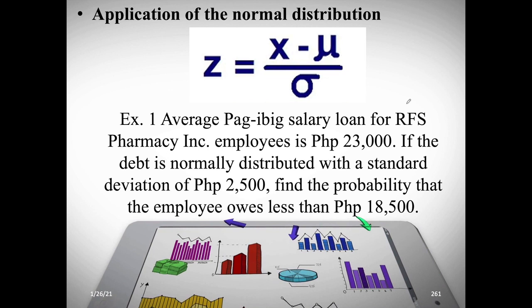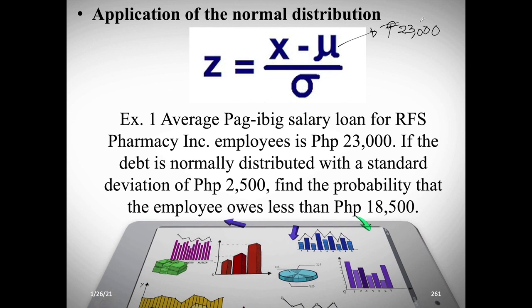So, we have here the formula (x minus mu) over sigma, which has already been introduced in the first part of the presentation. So let's try to use this formula in our real-world problem. Here we have the Pag-ibig salary loan for RFS Pharmacy Incorporated employees. Their average salary loan is 23,000. Meaning to say, since 23,000 is the average, ito na yung value ng ating mu. So, average ng utang nila, 23,000.